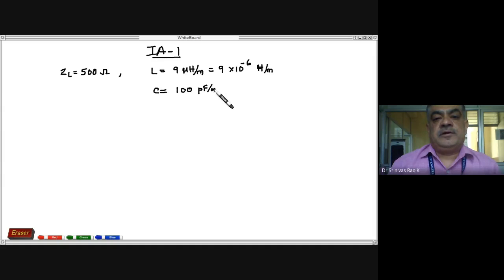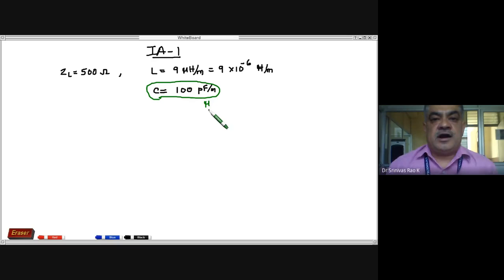So now we had another term, that is C, which was 100 picofarad per meter. Now here, so many things have happened. Some students, I don't know whether they have gone through the paper properly or not, have made mistakes here. They have written this picofarad as microfarad.